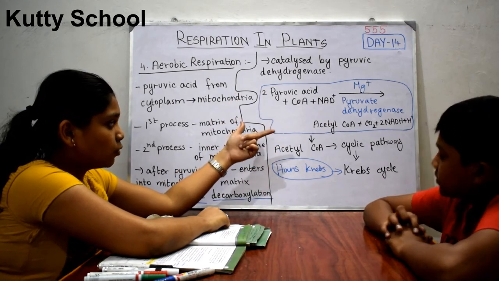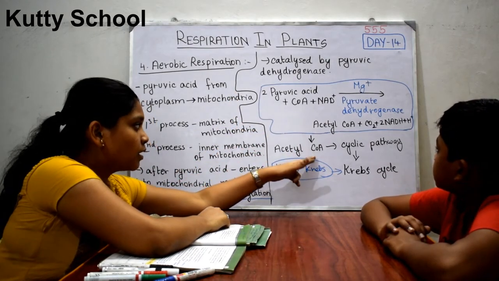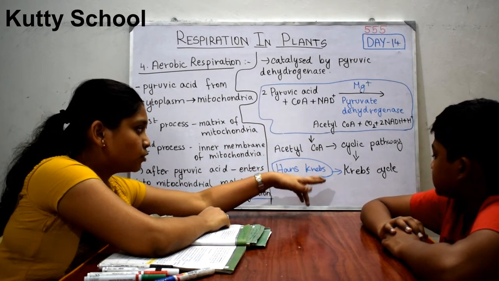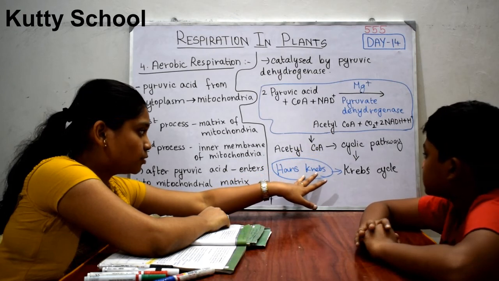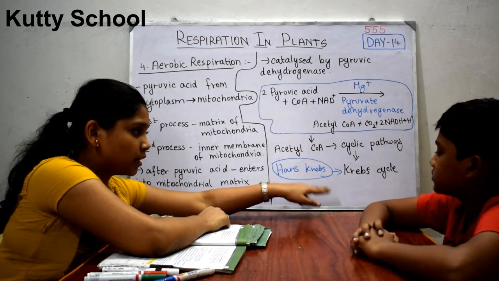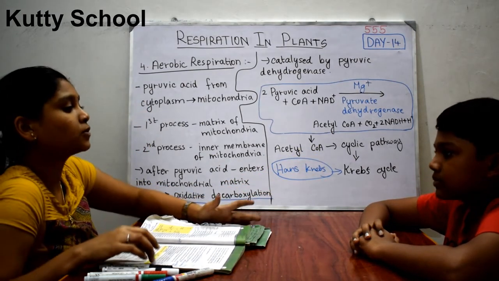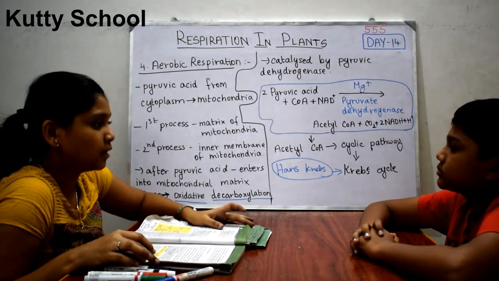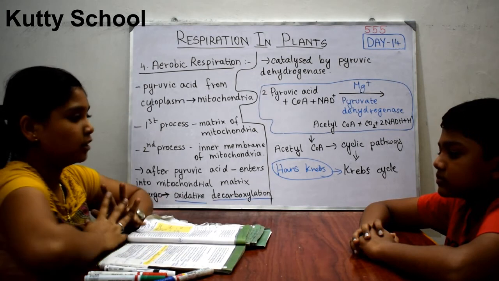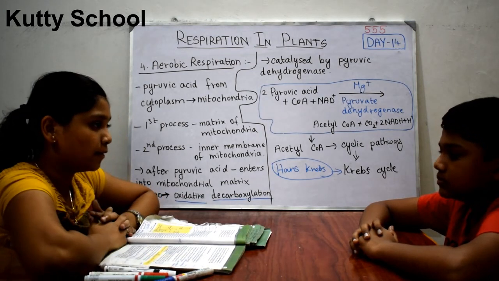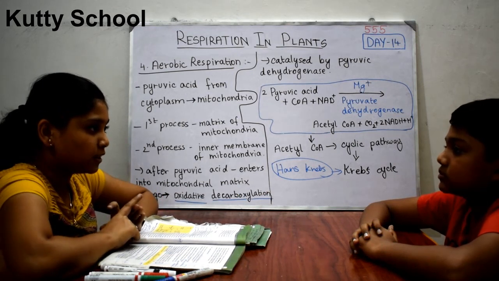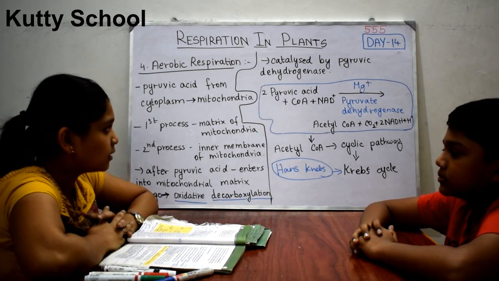This acetyl coenzyme A which is formed here again undergoes a cyclic pathway known as the Krebs cycle. It was discovered by Hans Krebs, therefore it is known as the Krebs cycle, and also as the tricarboxylic acid cycle. It is also known as the citric acid cycle. So it is the Krebs cycle, citric acid cycle, tricarboxylic acid cycle. That cycle we will be seeing here.